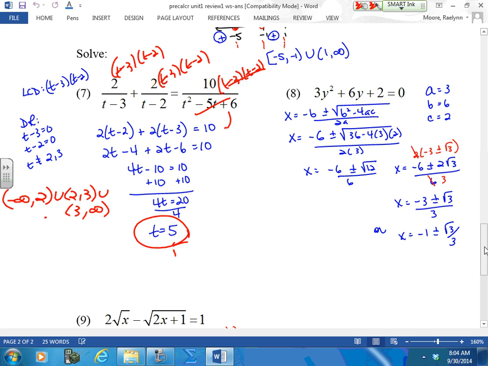Number 8, how did we know we couldn't factor this? Because we did a times c. 3 times 2 is 6. Are there factors of 6 that add up to 6? No. So we couldn't factor this. So when you can't factor, quadratic. Everybody remembers their quadratic? Yeah? Everybody remembers the factor with a times c? If a is greater than 1, use a times c.